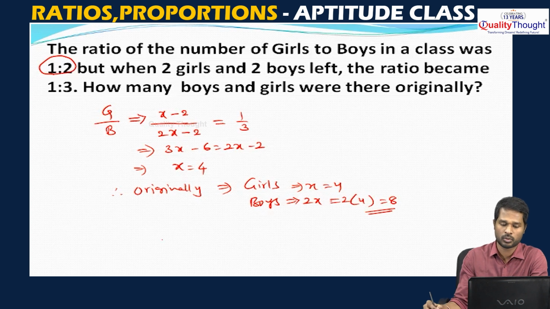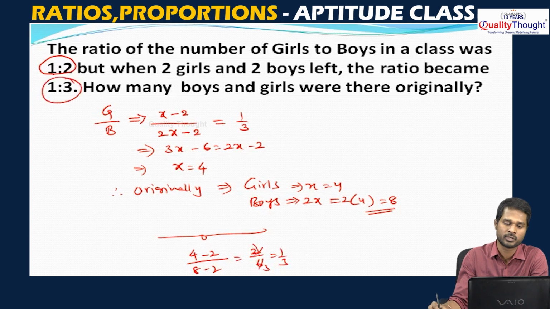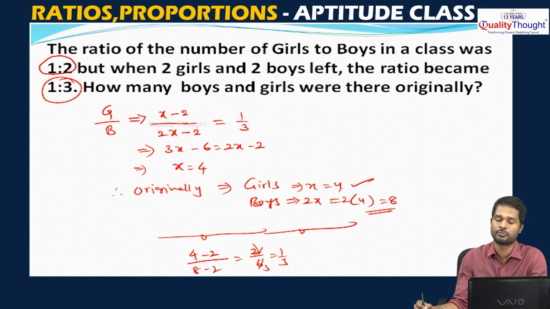See, if you want to cross check, originally 4 girls were there, from 4 2 were left. Originally 8 boys were there, from 8 2 were left. So 4 minus 2 is 2, 8 minus 2 is 6, 2 1s are 2, 2 3s are 6. The ratio has become 1:3. That's what he said in the question. So this is how we need to check. The original number of girls was 4 and the original number of boys was 8.